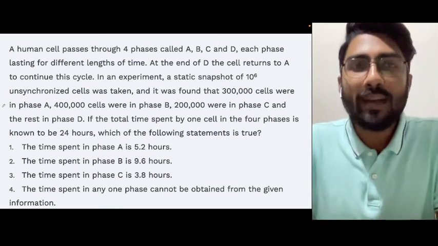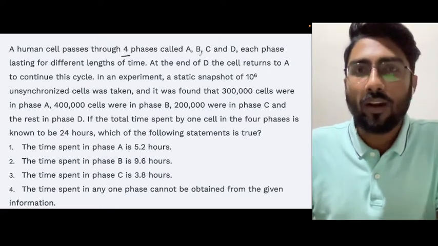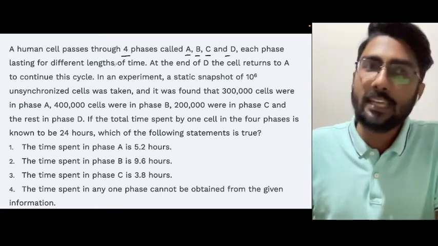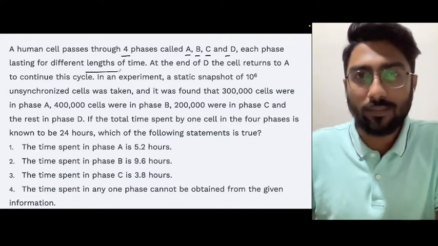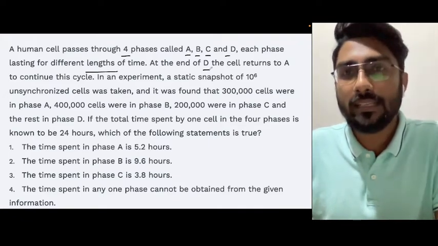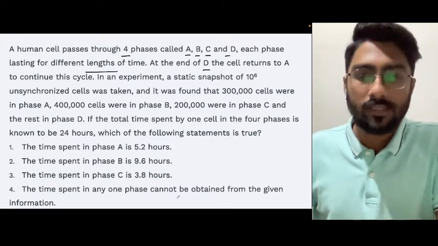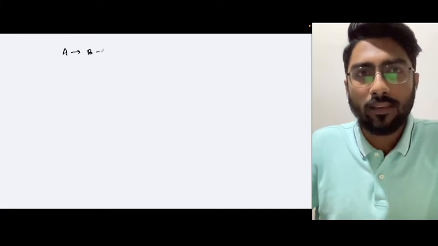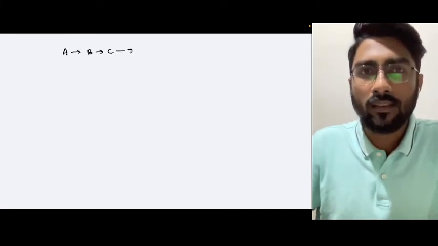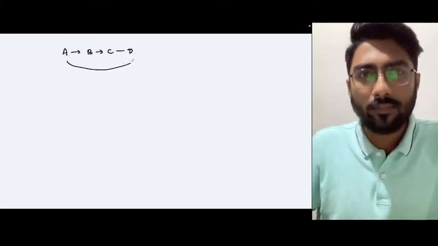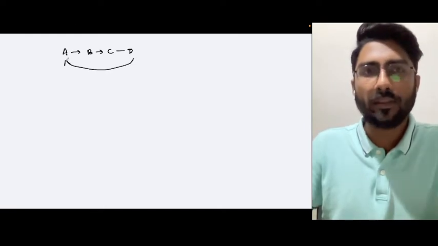A human cell passes through 4 phases called A, B, C, and D, each phase lasting for different lengths of time. At the end of D, the cell returns to A to continue the cycle. So let me write it down: A, B, C, and D, then again A, and the process continues A, B, C, D, right?